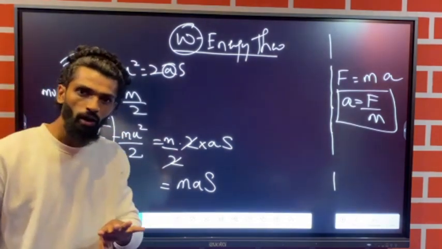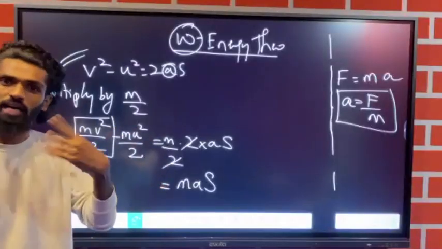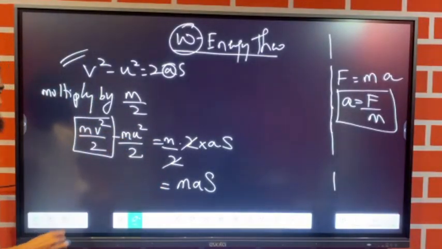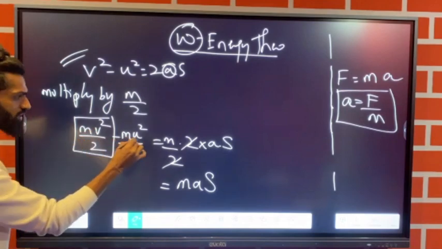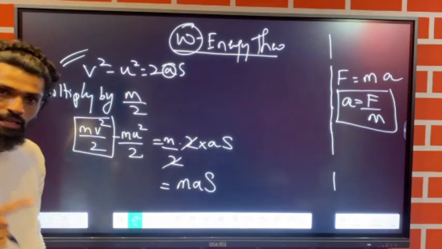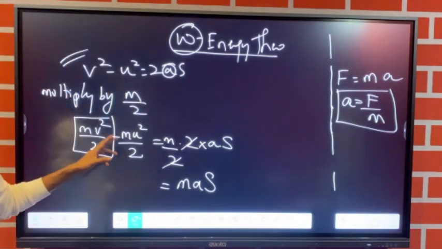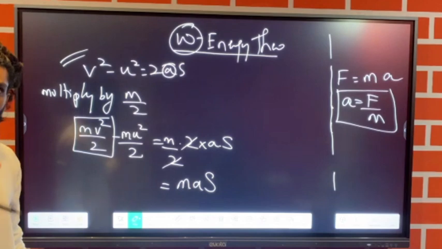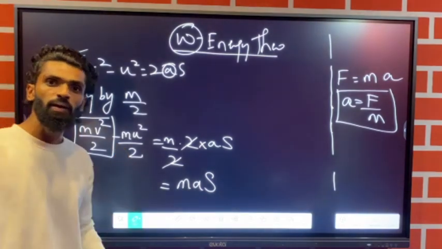Half m v square is always kinetic energy. But here, be careful. Since I'm using two kinds of velocities, this is the final velocity, this is the initial velocity. So what I'm going to do, final velocity always gives us final kinetic energy. Initial velocity will always give us initial kinetic energy. Where did you learn this? In the previous recording that I sent you.